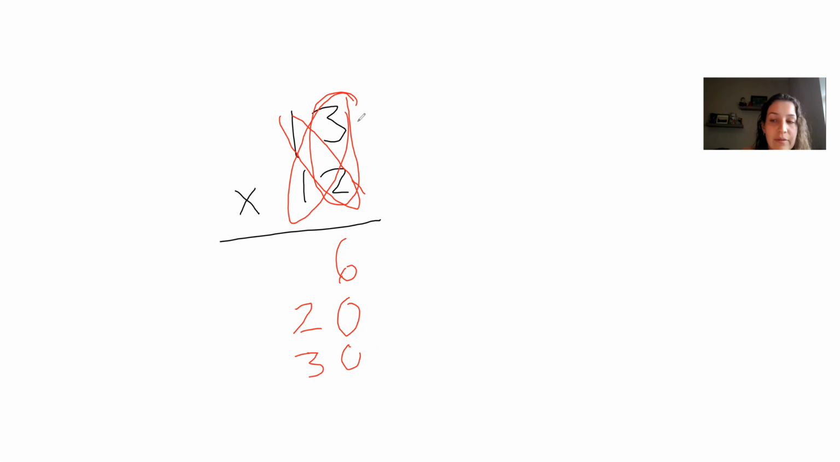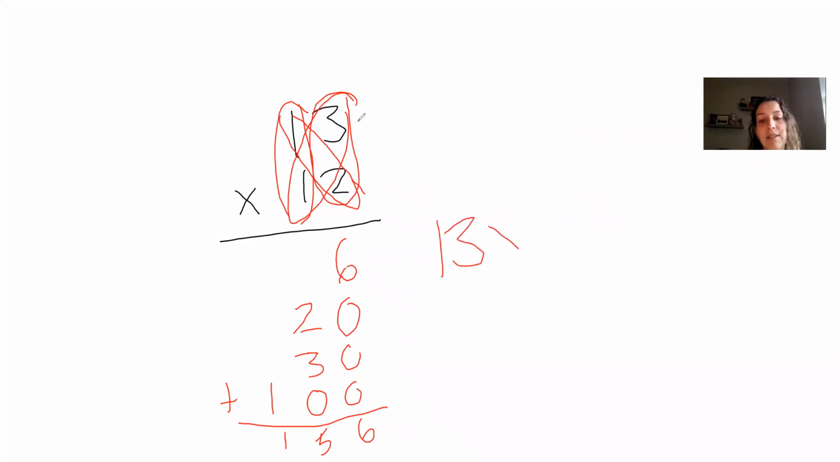And then we have just our tens place multiplied by our tens place, which in this case is 1 times 1. So that is 1 followed by 2 zeros, and then we just have everything lined up and add it all together. So we have 6 in the ones place, 2 plus 3 is 5, and 1 plus nothing is 1. So we can see that 13 times 12 is equal to 156.